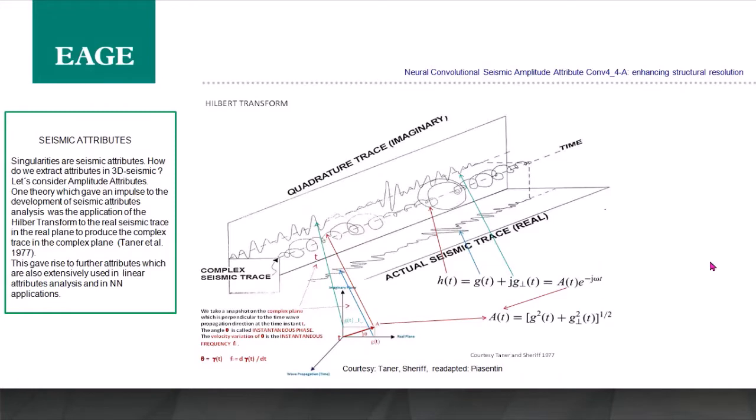Now we consider the expression of singularities in seismic attributes. Singularities are seismic attributes. How do we extract attributes in 3D seismic? Let's consider amplitude attributes. One theory which gave an impulse to the development of seismic attribute analysis was the application of the Hilbert transform to the real seismic trace in the real plane to produce the complex trace in the complex plane.